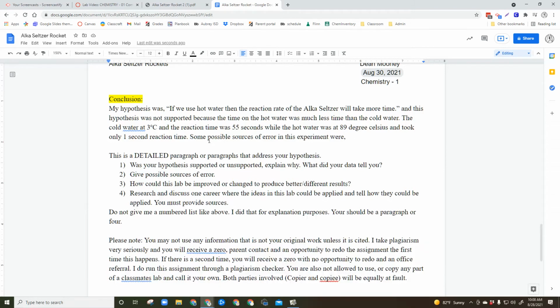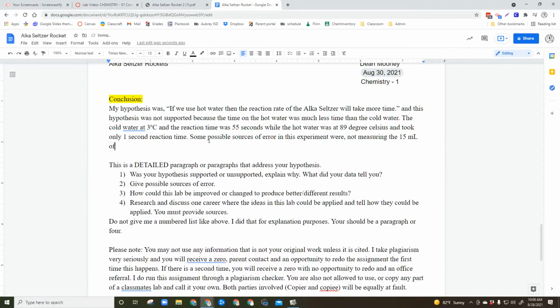Some possible sources of error in this experiment were not measuring the 15 milliliters of water correctly by getting down to eye level with the graduated cylinder. Okay, so when you measure water in a graduated cylinder, you're supposed to kneel down and get at eye level. So a possible source of error in this experiment is not measuring that correctly, not getting exactly 15 milliliters of water.